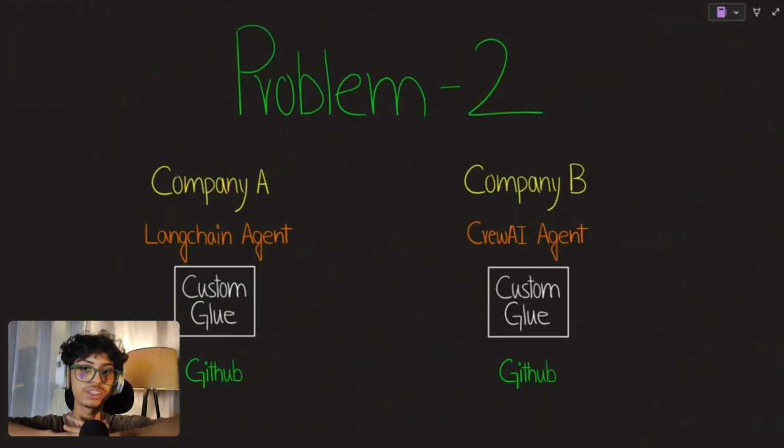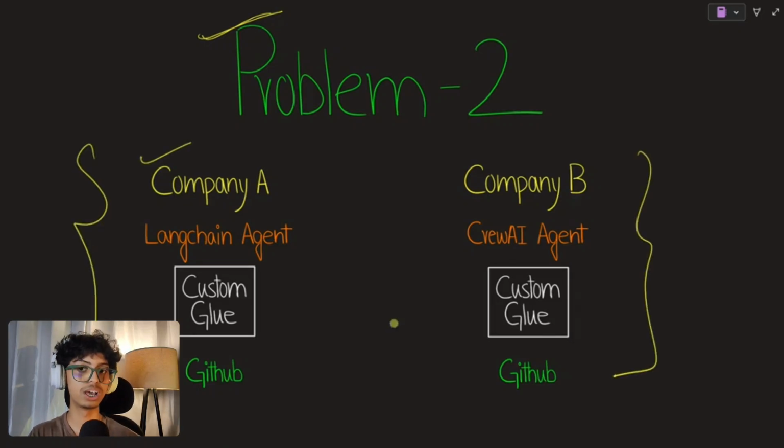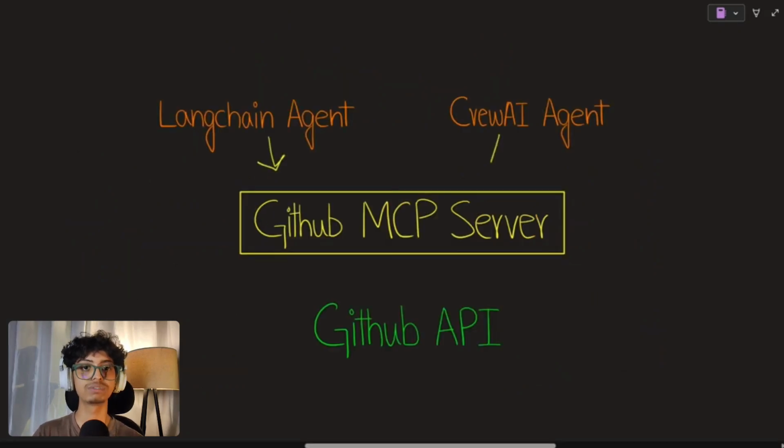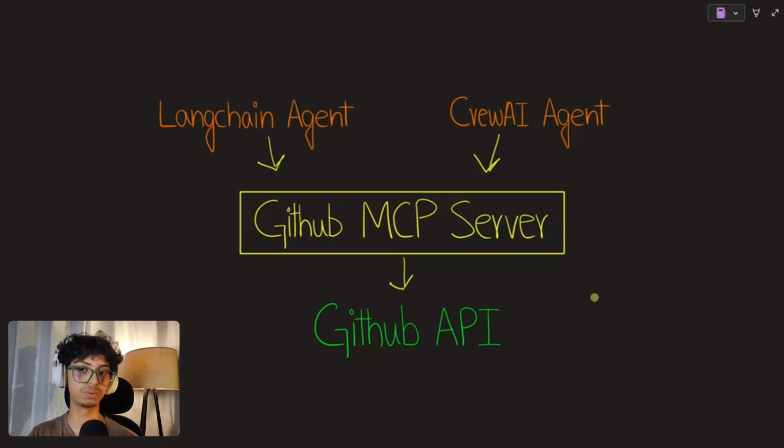Now swap out GitHub for Notion, for Slack, for your database. The agent does not need to change a single line of logic. Alright, so let's bring everything together. MCP was created because every team was building custom integrations for every tool and it was a fragmented mess. MCP fixes this by giving AI agents and tools one universal standard to communicate through.